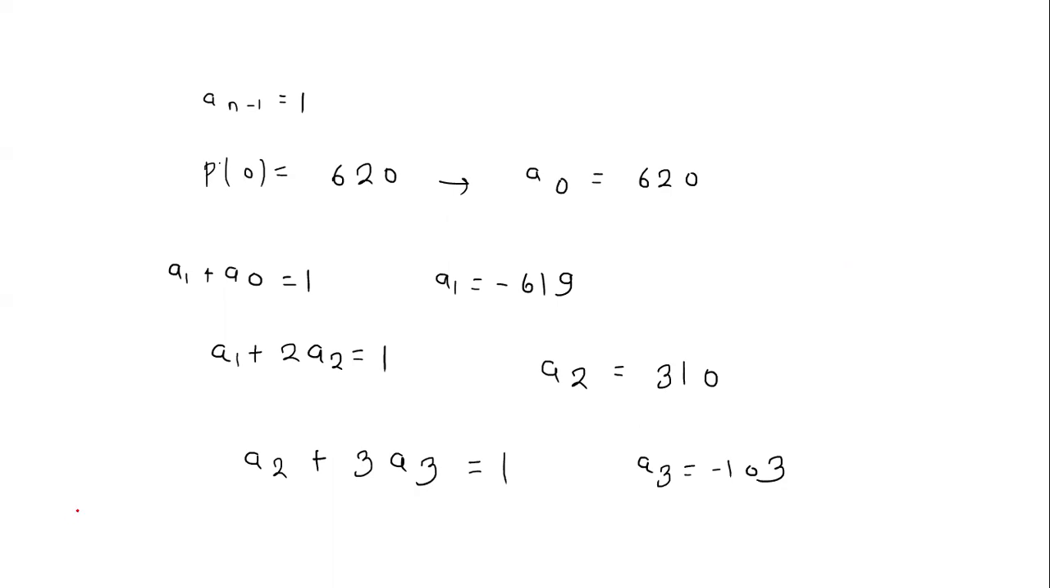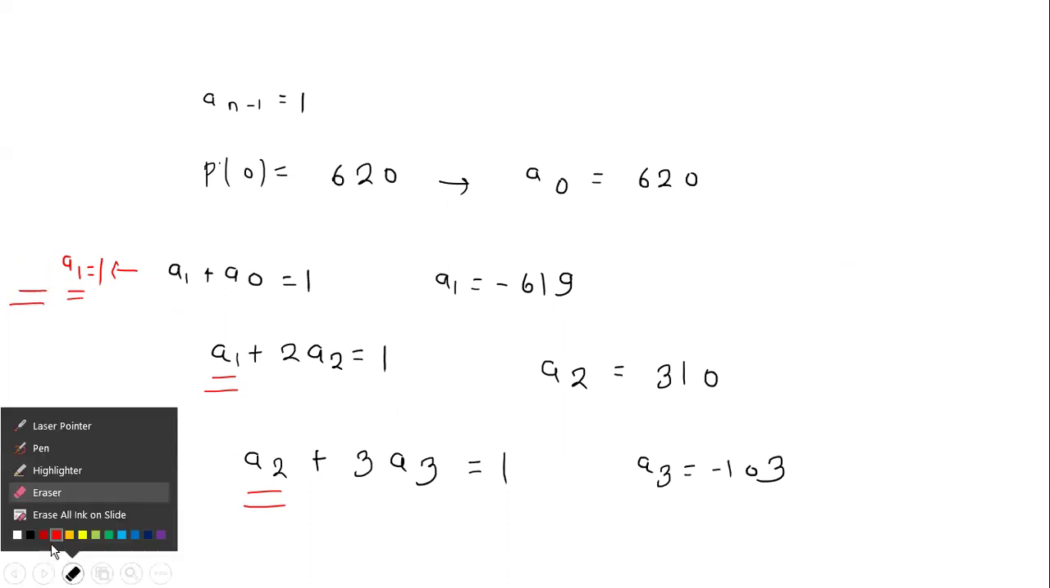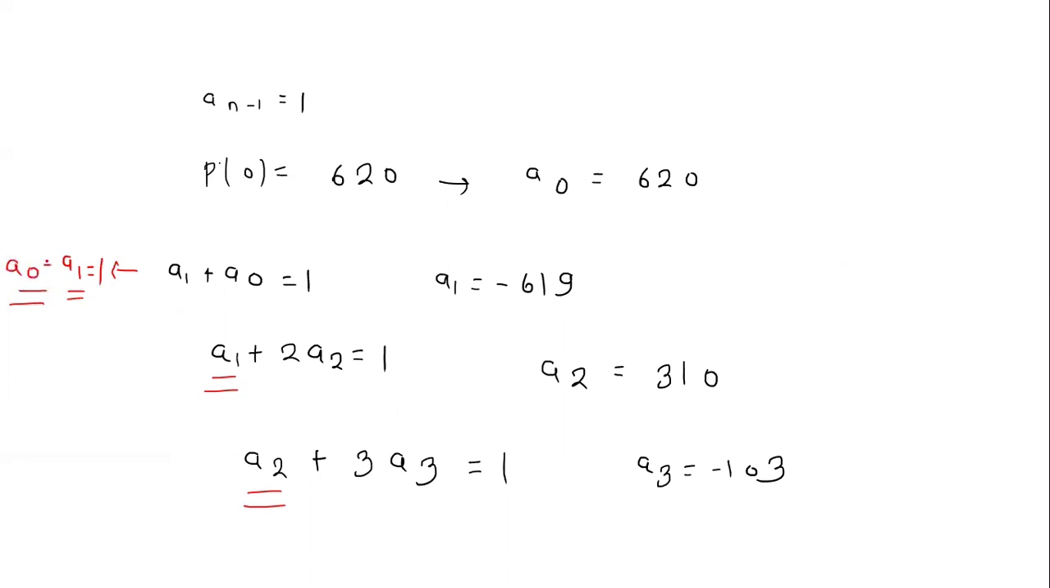Now you see one pattern, like here you can write this in this way: a0 plus a1 is equal to 1. So now you see the pattern. Here we have a0, here we have a1, here we have a2. Here we have a1. You can write this a1 in this form also, like a0 plus 1 times a1.